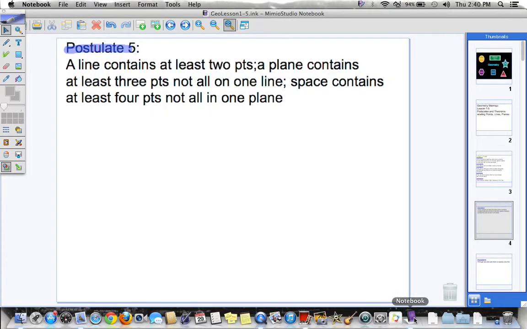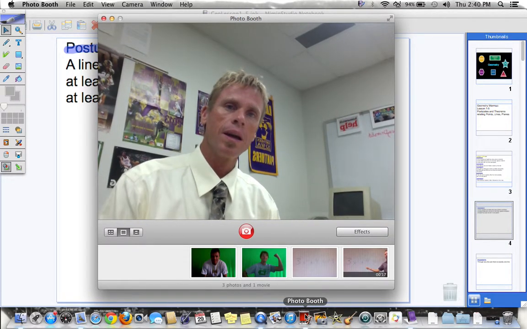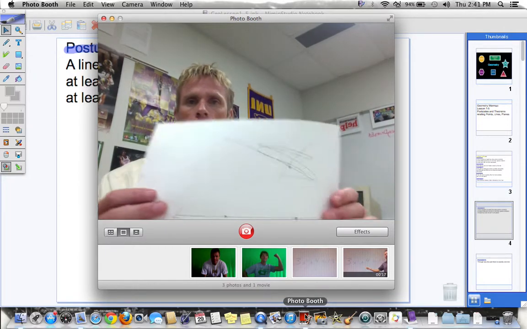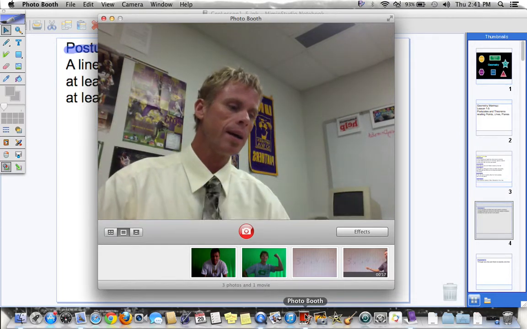Now the other part of this postulate, it says a plane contains at least 3 points, not all on one line. So why does a plane have to contain at least 3 points? Why can't a plane contain 2 points? Let's go back to my picture here of the line. Now why can't a plane have just 2 points?